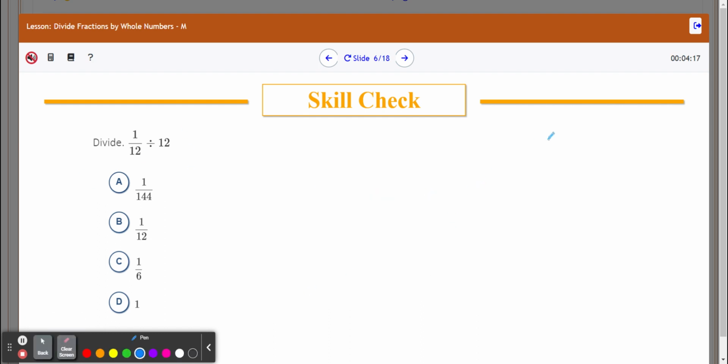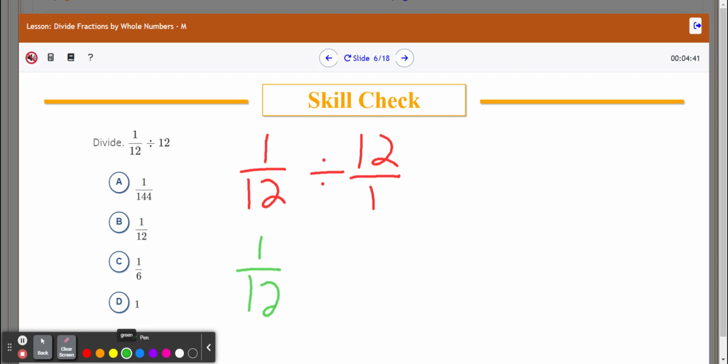So let's look at this problem here. Divide 1/2 by 12. Now remember, going back to our fraction rules, the whole number 12 is the same as 12/1. Remember, if you just add a 1 in the denominator, you make it into a fraction. So how do we divide fractions? Well, the first number doesn't change.